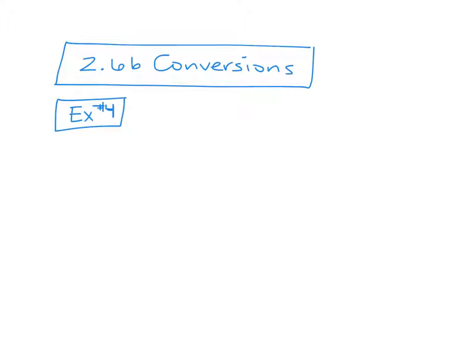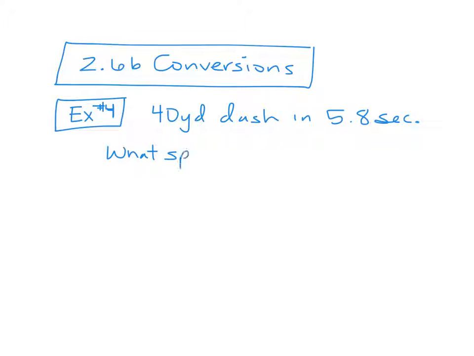And it says this: a student ran the 40-yard dash in 5.8 seconds. What is their speed in miles per hour? Okay, so we're trying to convert yards per second to miles per hour.